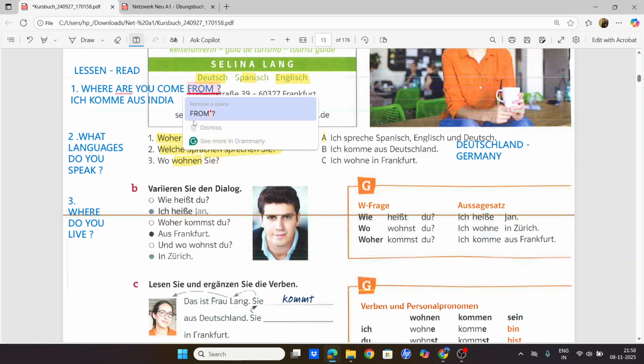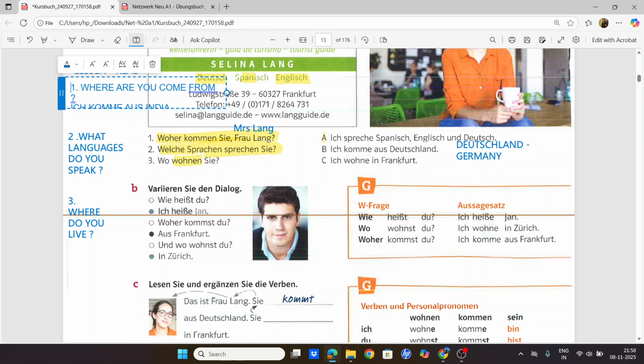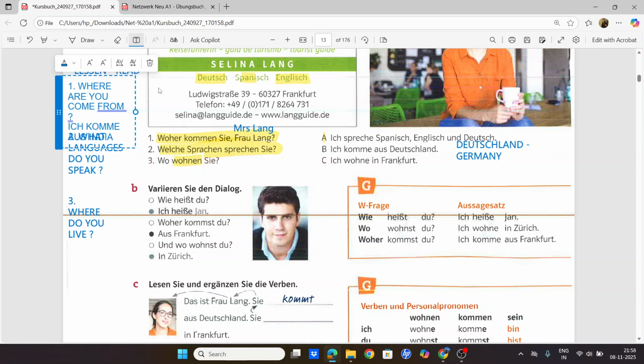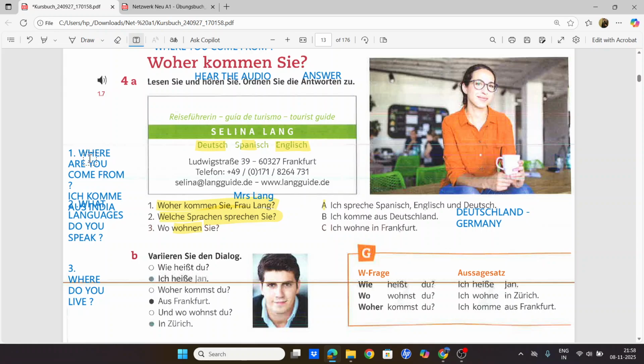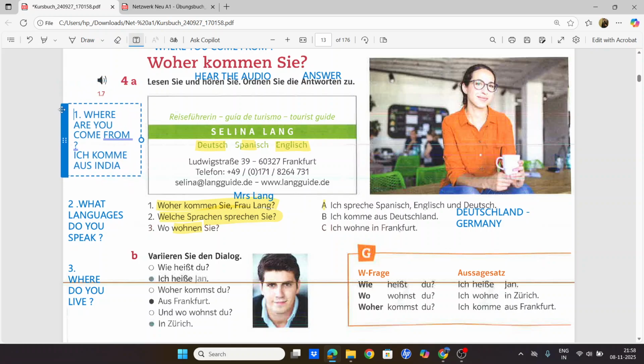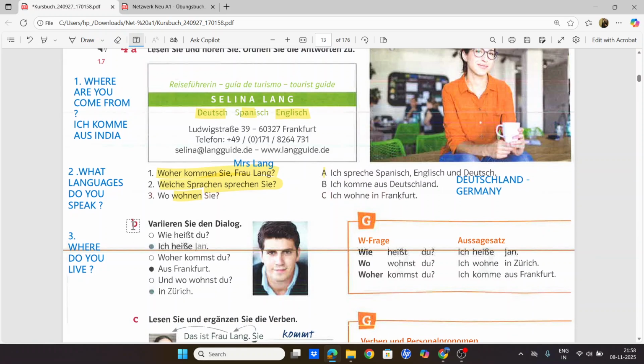Not India-land, definitely, because it's Deutschland. You don't need to memorize or do anything like that, because memorizing won't work here. Trust me on this. You need to answer in the right way. Let me bring this up a little bit so you can see it. Ich komme aus India. This is right.